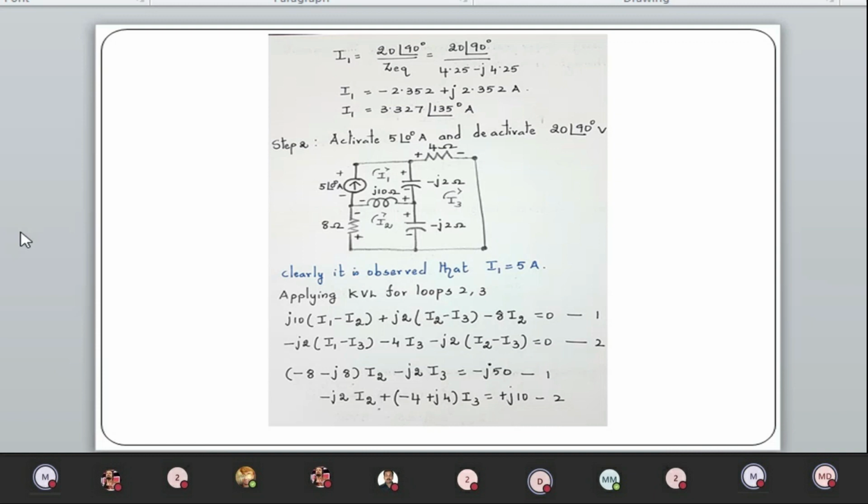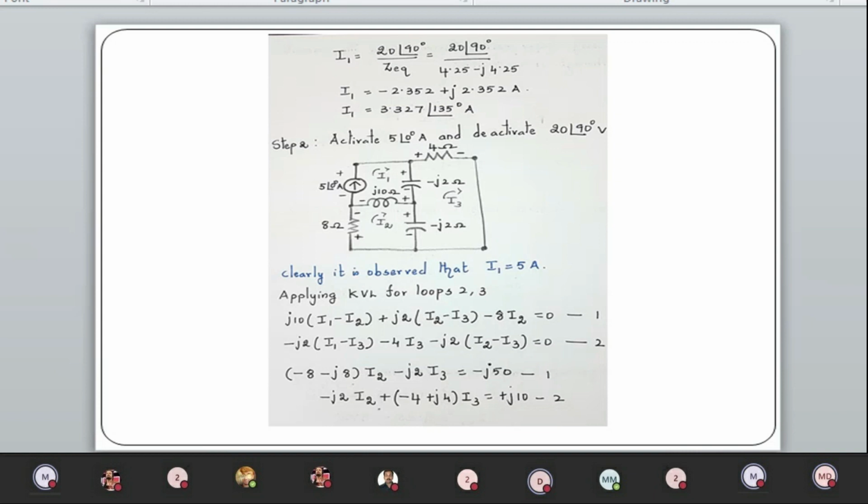Now, you can notice that you have 3 loops. So the best way is to use mesh analysis. Now, at the first mesh, you can notice I1 is equal to 5 amps because it is directly given. So our step becomes pretty easy. Now, let us apply KVL for loops 2 and 3.